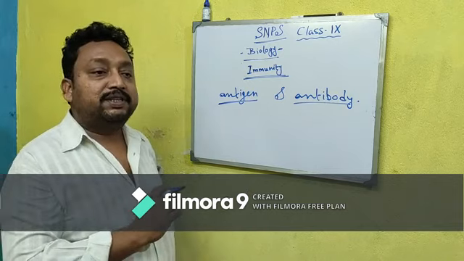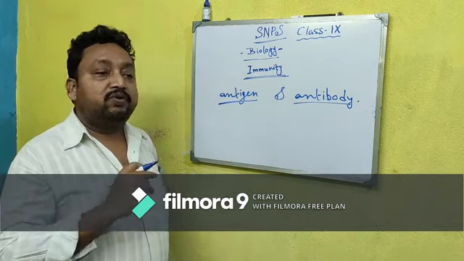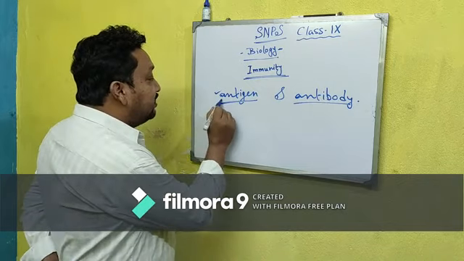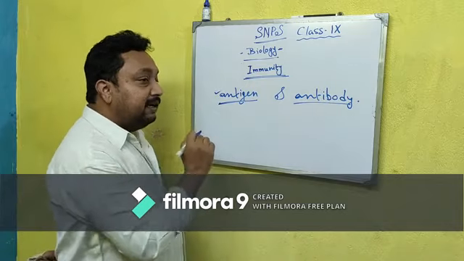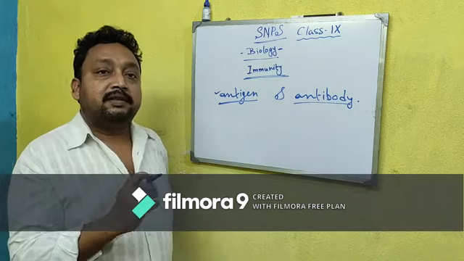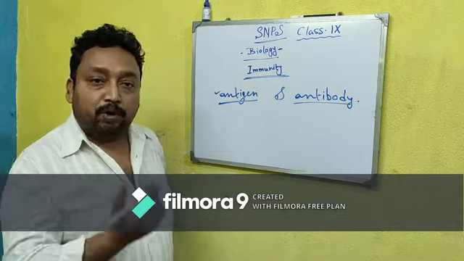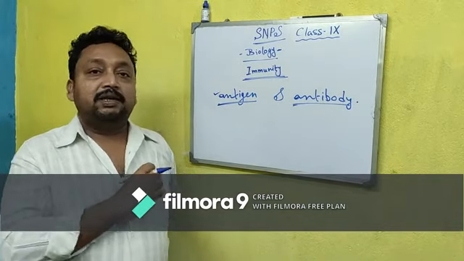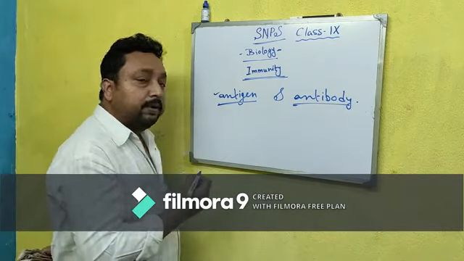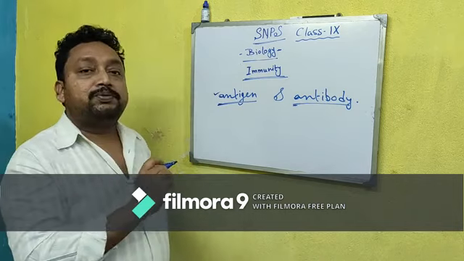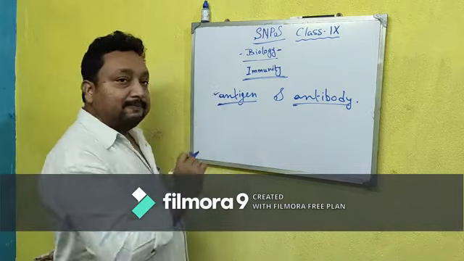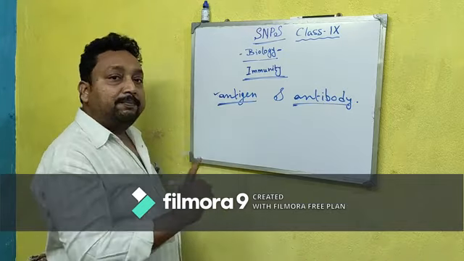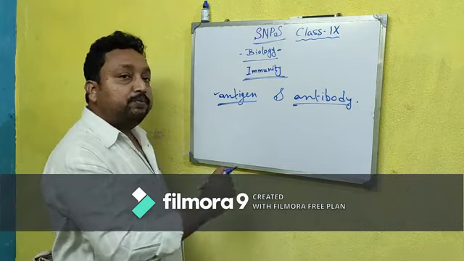Antigen is the foreign particle which enters into our body and forces the body to produce the antibody. That is known as antigen. I repeat the answer. Antigen is a foreign particle which enters our body and forces the body to produce antibody. If any microorganism enters into our body but our body does not produce the antibody, then that microbe is not treated as an antigen.